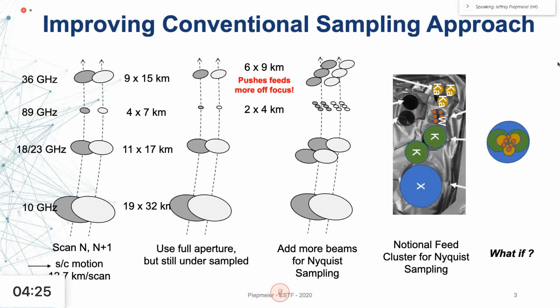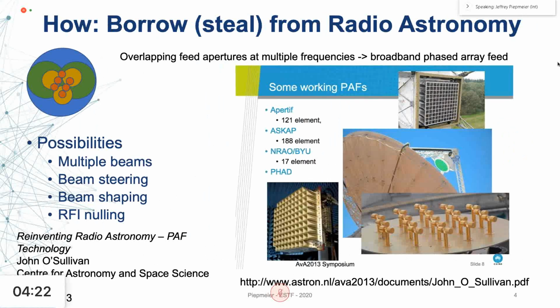Which brings us to the next chart. So often in Earth science, we look at what the radio astronomers have been doing, because they tend to lead the way in technology, because they don't have to put things into space. And over the last decade, the radio astronomy community has made excellent strides in developing focal plane array feeds for their telescopes to address the problems of needing multiple beams, doing beam steering, beam shaping, or side lobe nulling out radio frequency interference.